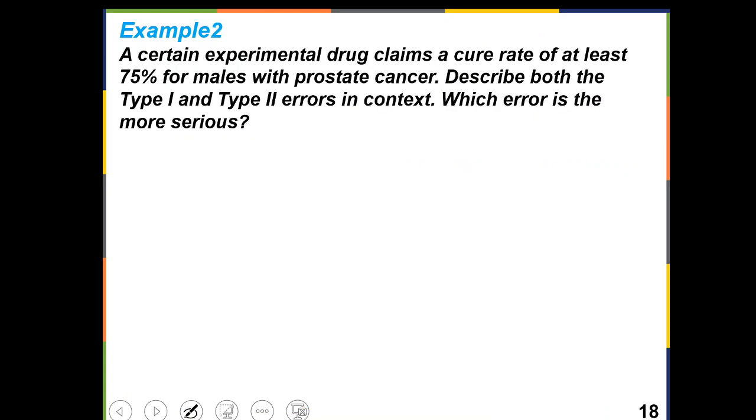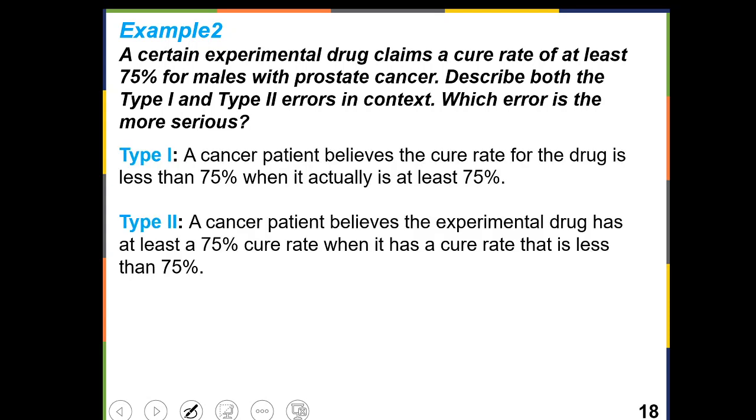A certain experimental drug claims a cure rate of at least 75% for males with prostate cancer. Describe both type 1 and type 2 errors in context. Which error is more serious? Well, type 1 error would be that this drug actually is good and this patient rejects it. That means the patient says, no, I don't want to take it, I don't believe you, right? That's type 1 error. So what does the patient do?